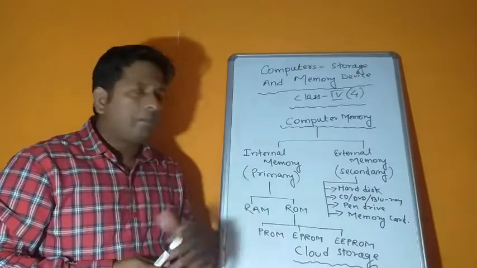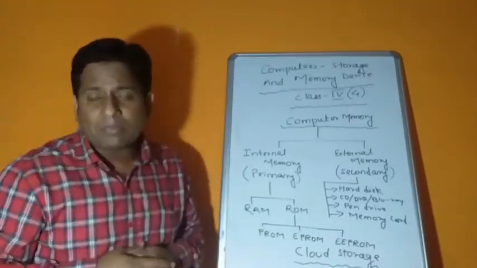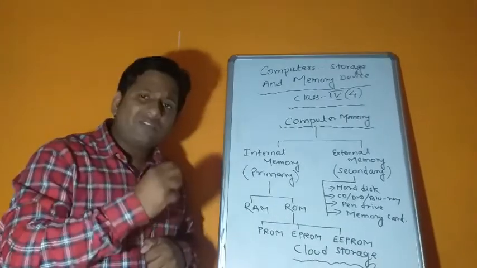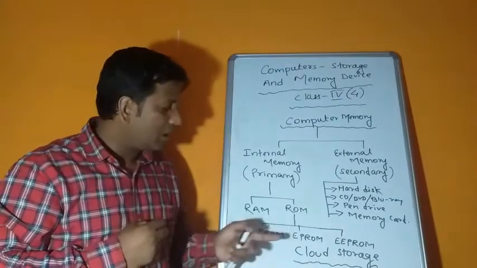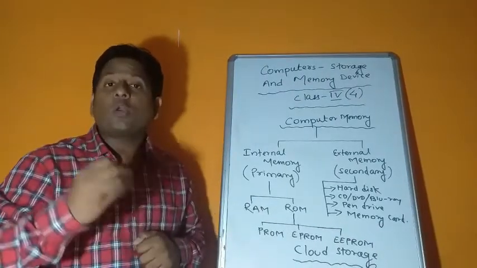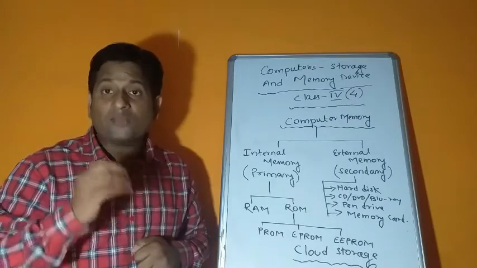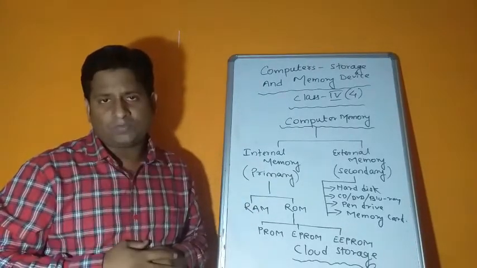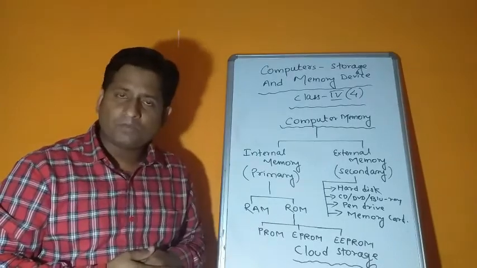Reason, maybe pen drive you are not carrying every time, memory card may get damaged. They are hardware devices, physical devices. That's why the internet gave us the opportunity to store all our important documents in cloud storage. And the most popular cloud storage is Google Drive. Google Drive, OneDrive, they are examples of online storage, cloud storage. And this cloud storage is also a part of external memory.